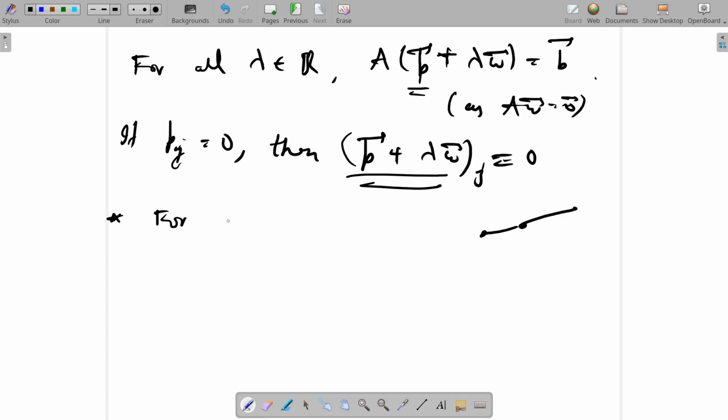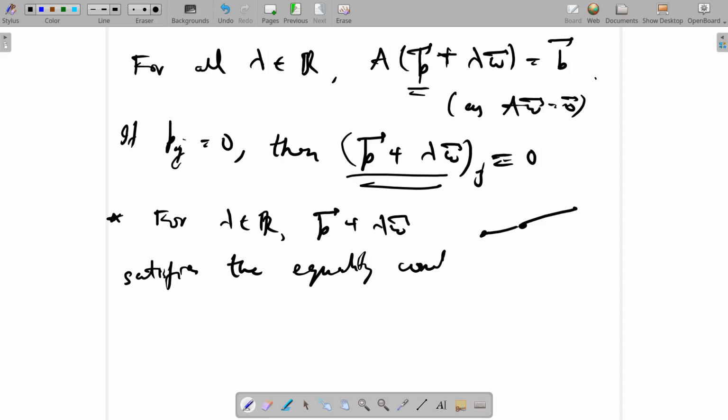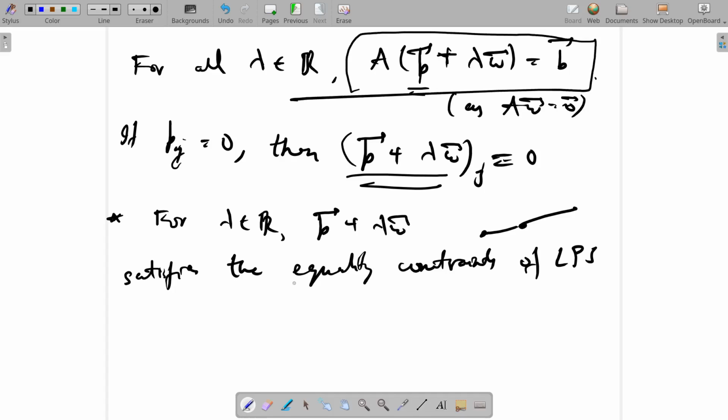Now for lambda in R, P plus lambda W clearly satisfies the equality constraints of the LP. This is what we just saw. Okay, now what we want to prove is the following. To prove that one of the two following possibilities happens.